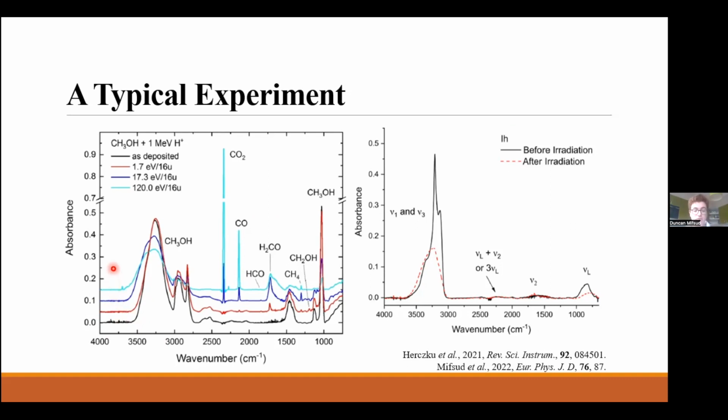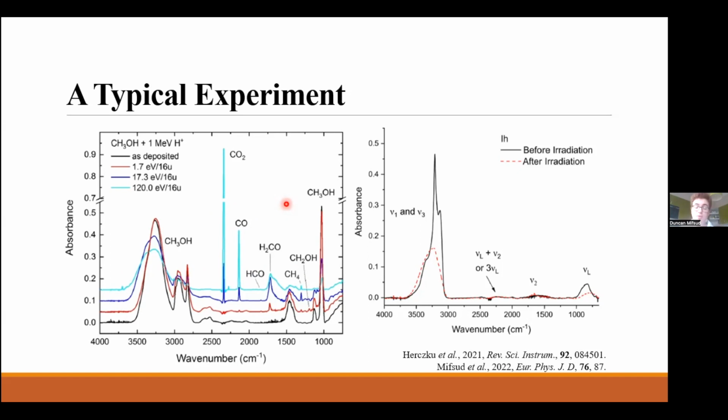And we can note a few things. Firstly, we can note that the absorption bands attributable to methanol start to decrease in size. That is because the methanol itself is being destroyed and new molecules are being formed. And those molecules' bands are becoming more and more prominent as the irradiation process goes on. So we can see that there's CO here, carbon monoxide. Carbon dioxide also very efficiently forms. We get formaldehyde and we get methane.